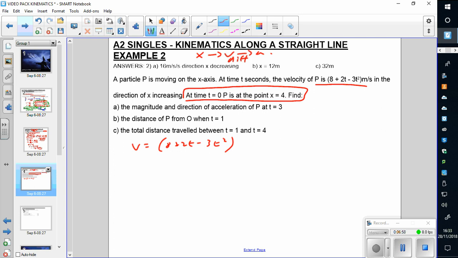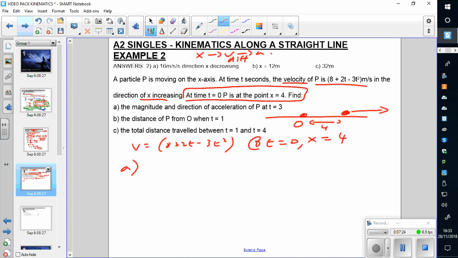So at time is 0, x, the displacement from the origin, is 4. So it's saying when time starts, if that's the origin, my particle is 4 away, okay? And it's telling me that the velocity is in the direction of x increasing, so it's going to the right, right? So part A says find the magnitude and direction of acceleration.